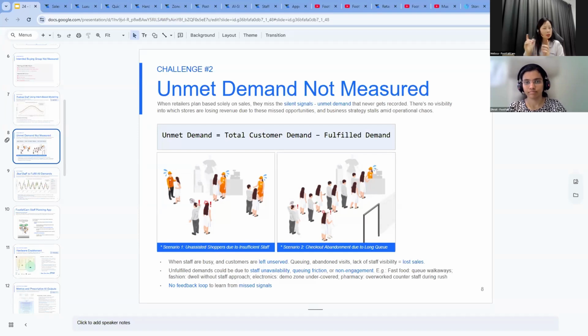So this is where the concept of unmet demand becomes very critical. Let's define it clearly: it is the total customer demand minus the fulfilled demand. A long queue with people leaving the queue, that's unmet demand. The shopper walks into the store with full intention to purchase, or the staff are occupied, no one greets them, they linger, they wait, and they walk away eventually. That's invisible in the sales report, and it's real. If you're not tracking these, you're flying blind.